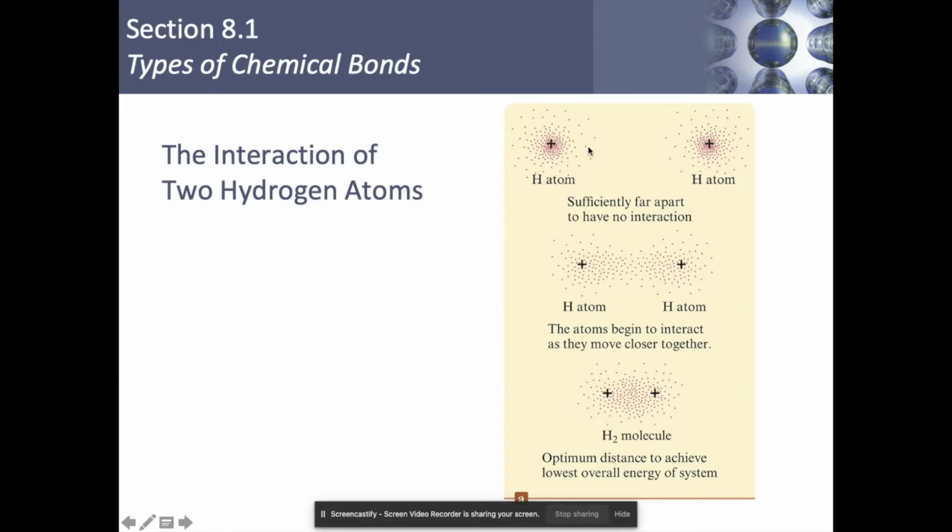But let's say I now bring these infinitely far apart hydrogen atoms closer and closer together. The closer they get, the more they start to interact with one another. Eventually you'll find there is an optimum distance to lower the overall energy of the system. These hydrogen atoms by themselves have a particular amount of energy, but as they get brought closer and closer together, it lowers the overall energy of both of the hydrogen atoms. When it does that, that is the optimum distance and a bond will form.